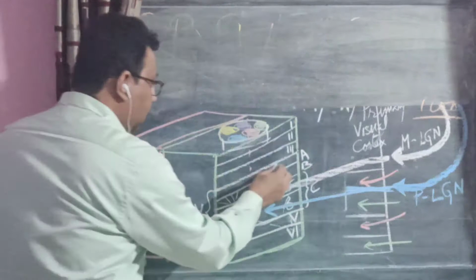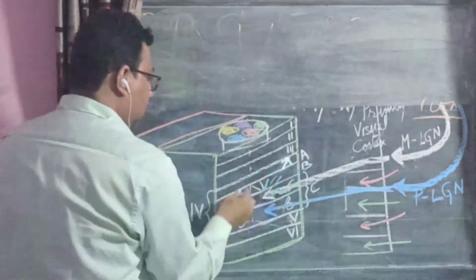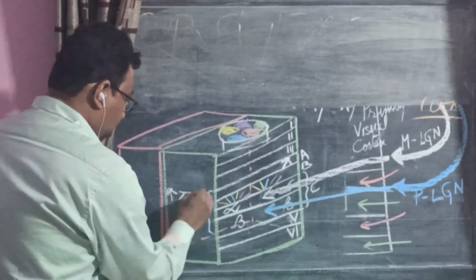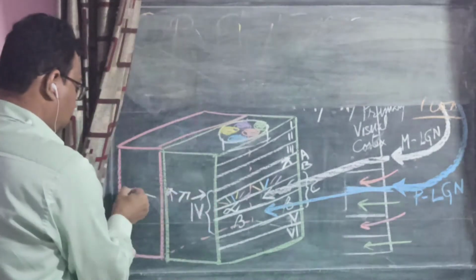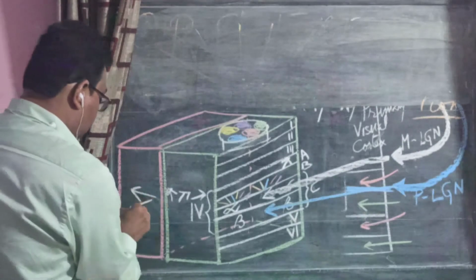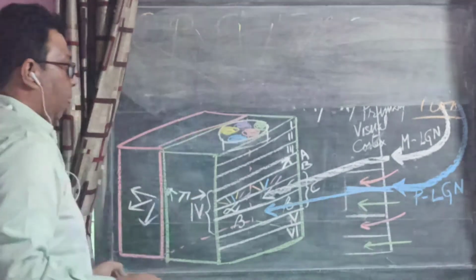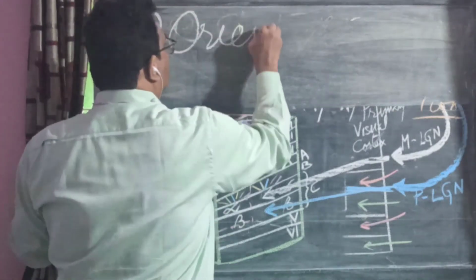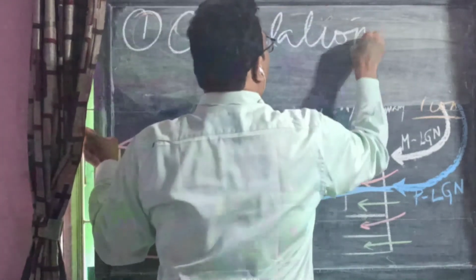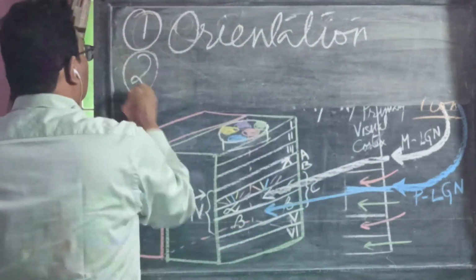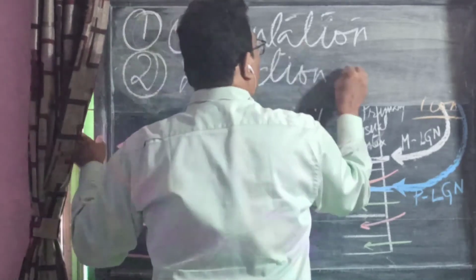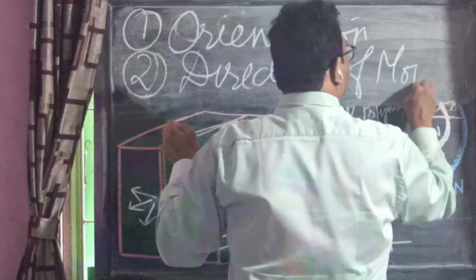Some cells will not respond to orientation, but to the direction of movement. So you have one, orientation, and two, direction of movement.